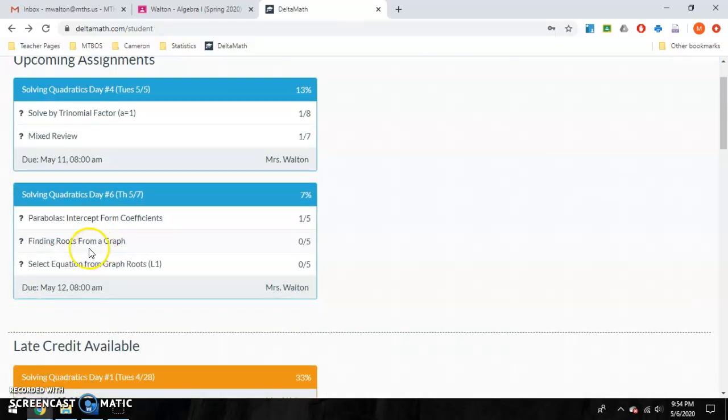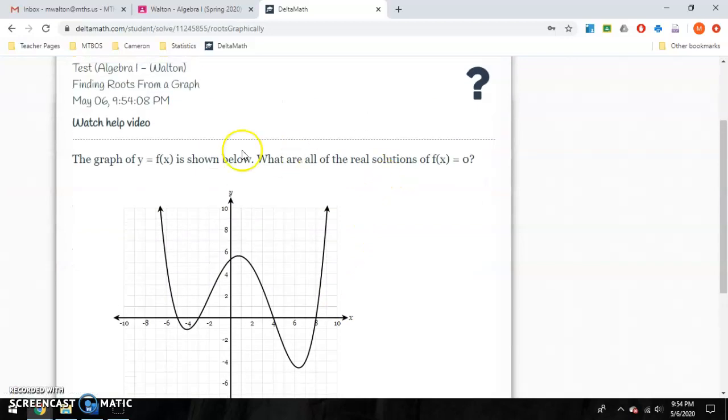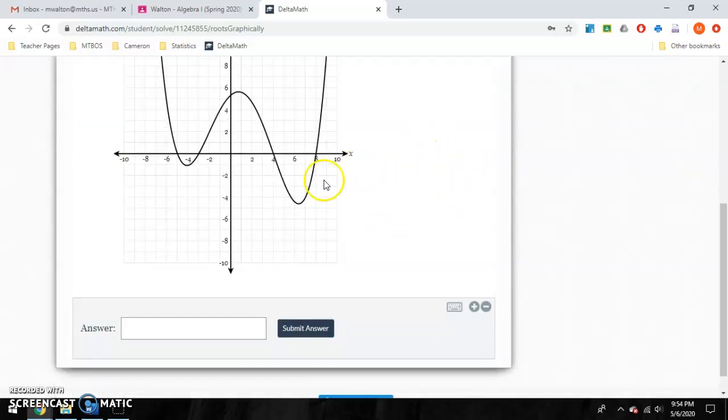Let's go ahead and move on to the next one, finding roots from a graph. Now this is no longer a parabola. This is the graph of a polynomial. This is what we're going to be learning about in Algebra 2, but we can still figure out these solutions. So this is the graph of f of x, and it asks what are all of the real solutions where f of x is equal to 0. Well, that just means, where is this function equal to 0? Where are our x-intercepts? Where are these zeros? Looking at this, we have 1, 2, 3, 4. We have 4 zeros, and it is up to us to determine what these solutions are.